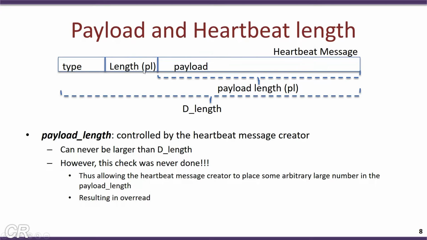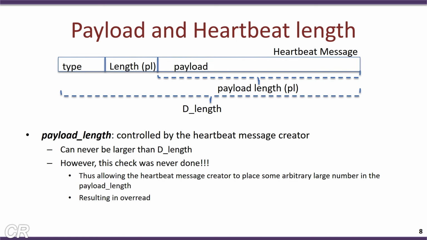Another observation we see over here is that the payload length should be strictly less than the D length. However, in the actual code of OpenSSL's TLS library, this check was never made. So as a result of this, what could happen was that the client system which created this heartbeat message could create or set a particular length for the payload which is very large. And since this length was never checked, it could result in a buffer overread. Since the payload length was never checked with respect to the D length, it could result in a buffer overread.